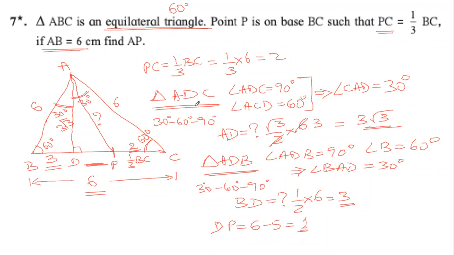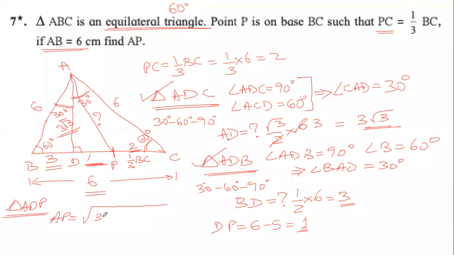Now you see, after we drew that altitude AD, we created 3 right angle triangles. We have used one, we have used the other one, and if we use the third one, we can find the final answer. Let us do that. Now look at triangle ADP. In this triangle ADP, AD is equal to 3 root 3. We have already calculated. PD or DP is equal to 1. The only thing that remains is AP, which is the hypotenuse. So use the Pythagoras theorem and help me calculate.